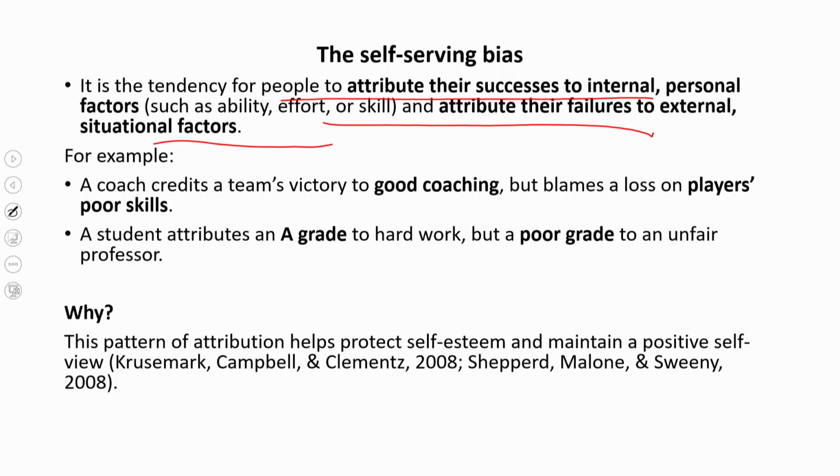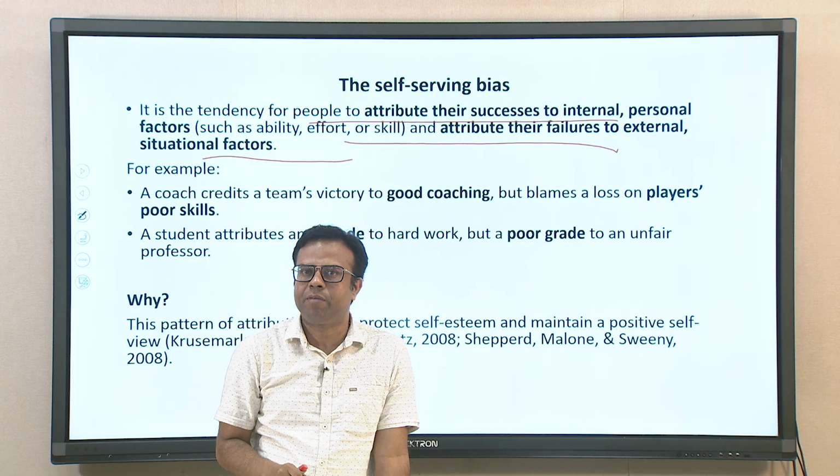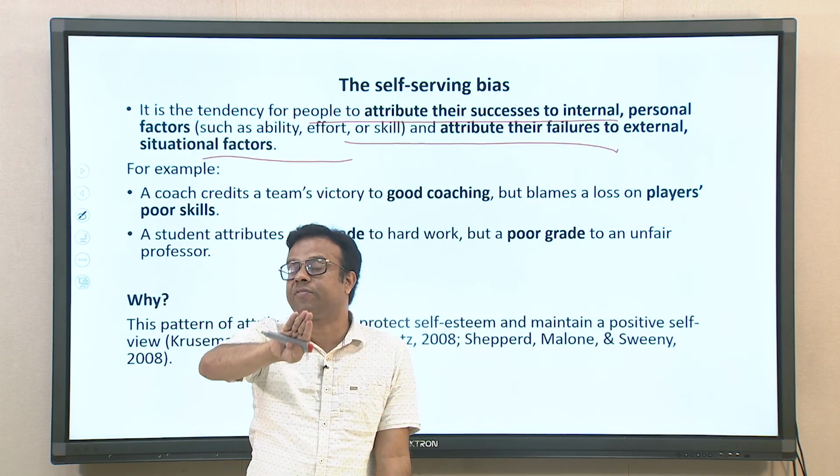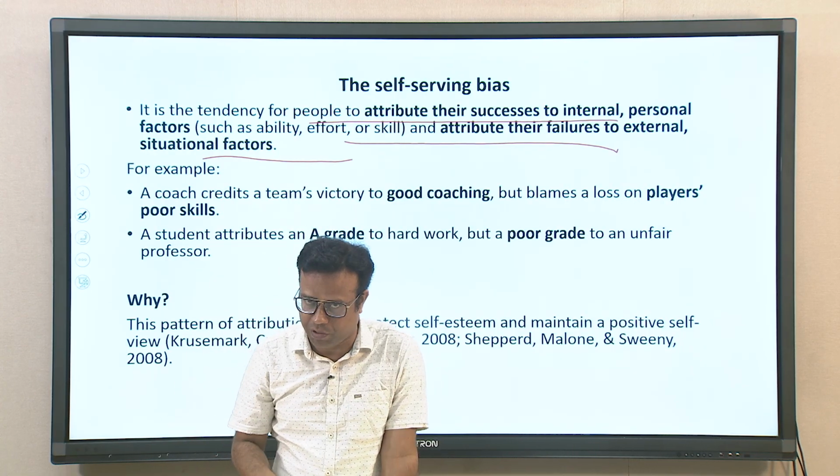So, we attribute success to our internal factors, but when we fail, we tend to attribute it to external reasons. Then we say I failed because we blame someone else or something like that. So, that is called self-serving bias. This is also very prevalent among human beings.